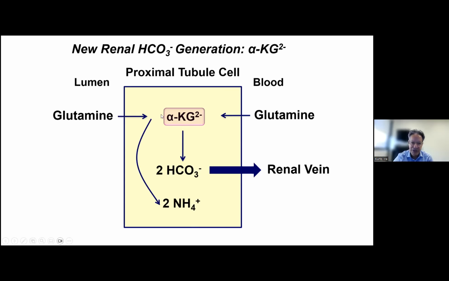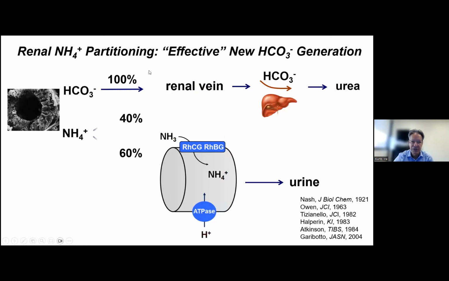But in this reaction in the mitochondria, 2 ammonium ions are made. And it's important, as we'll talk about in more detail, that as much as possible, this ammonium does not get back into the renal vein like the bicarbonate did. So shown here is a concept called renal ammonium partitioning. The proximal tubule makes the new bicarbonate, as I mentioned, and that new bicarbonate is sent via NBCE1A back to the renal vein.